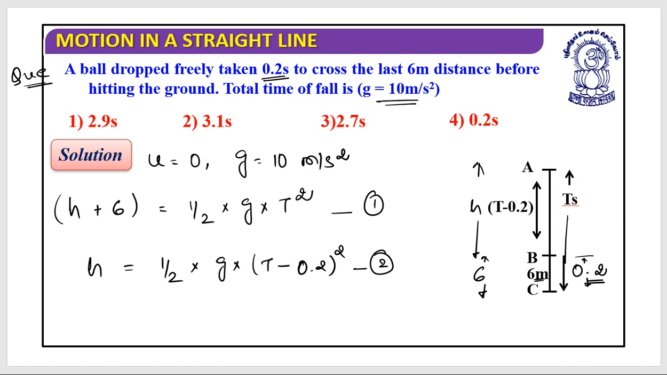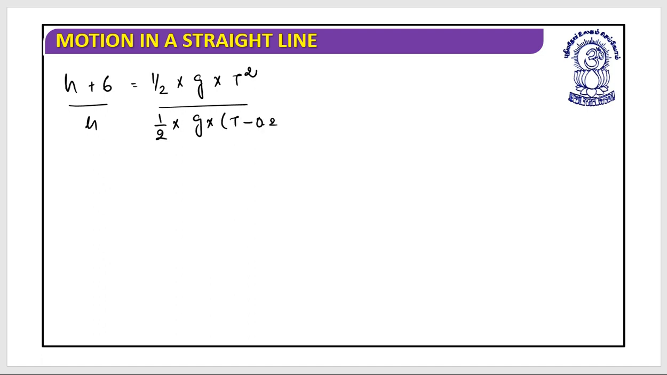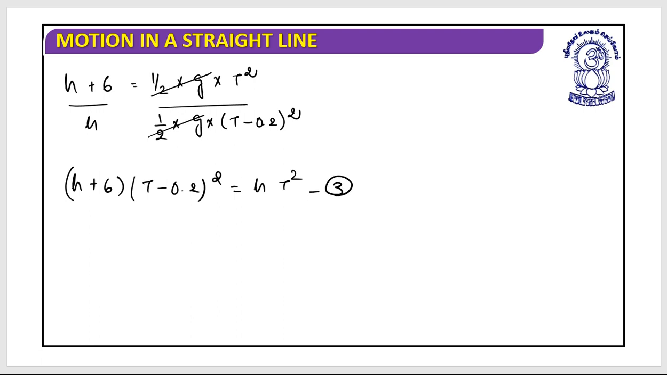Are you sure with this? Yes. Now what I can do is take a ratio of this: h plus 6 is equal to half g t square, divided by h is equal to half g into (t minus 0.2) whole square. If I take the ratio, this half g is gone, and the terms will be (h plus 6) into (t minus 0.2) whole square is equal to h into t square. Yes, this is relation number 3.